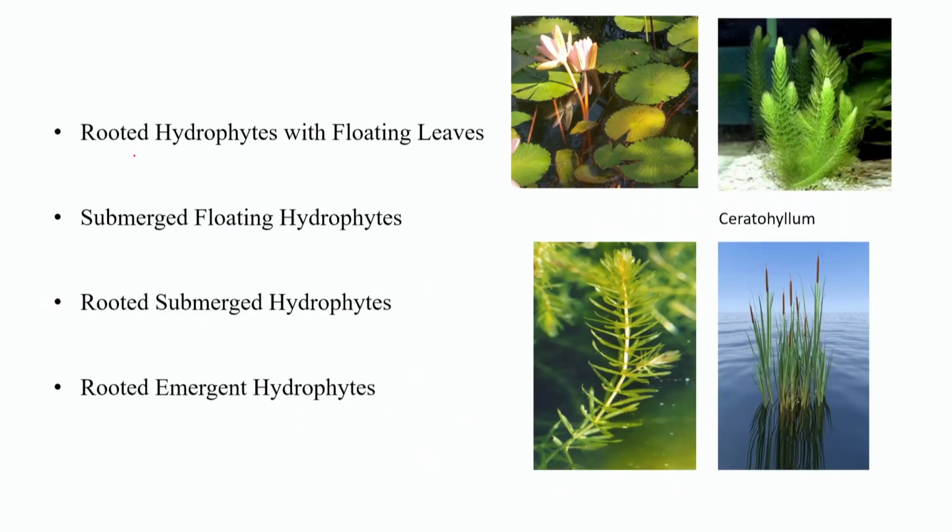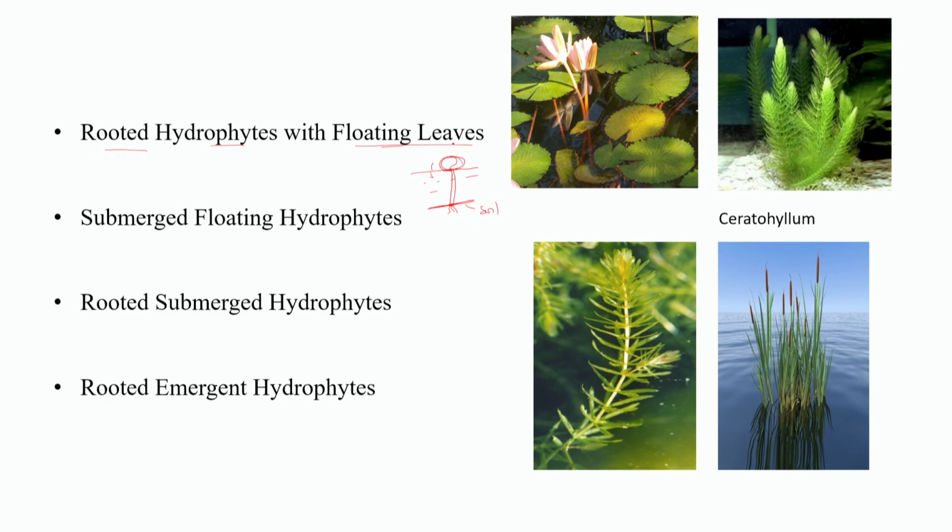Now, coming to rooted hydrophytes with floating leaves. In this, if this is the surface of water, where air and water are coming in contact, then in the bottom side you will have the soil of that water body. So they will be rooted with floating leaves. That means the roots will be attached to the substratum, to the soil, and then the leaves will come out and they will completely float on the water body.